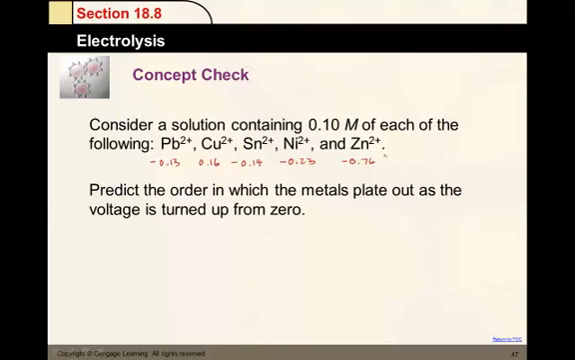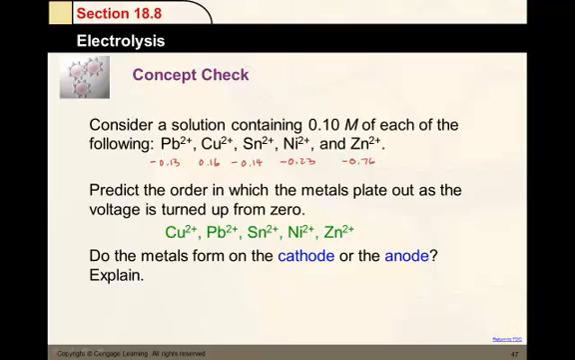And that's why usually if you do a lab in AP and you're going to plate something out on top of something else, you're going to choose something that plates out relatively quickly and easily. So it's going to be copper, because that's the largest number. Then lead, tin, nickel, and then zinc, which is the lowest number there. And in fact, in the lab that we traditionally do, you will be plating copper on top of a brass key.